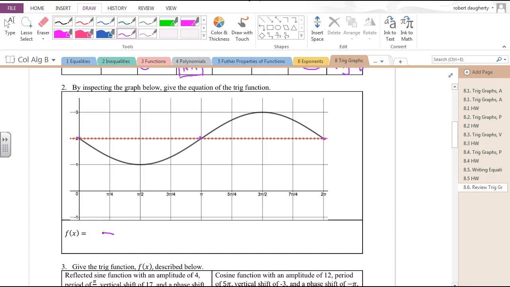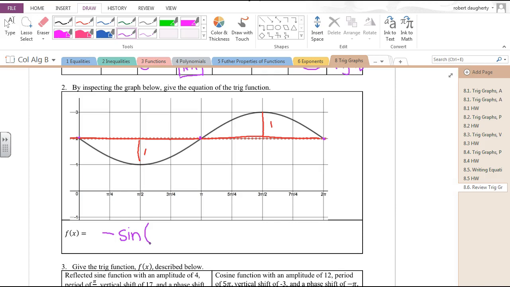What is the amplitude? So if I look at this red line that is drawn, how far up does it go? It goes up 1, and it goes down 1. So the amplitude is 1. So this is negative sine. And we'll figure out it's starting at 0, and it goes to 2 pi. So that means the period is 2 pi.